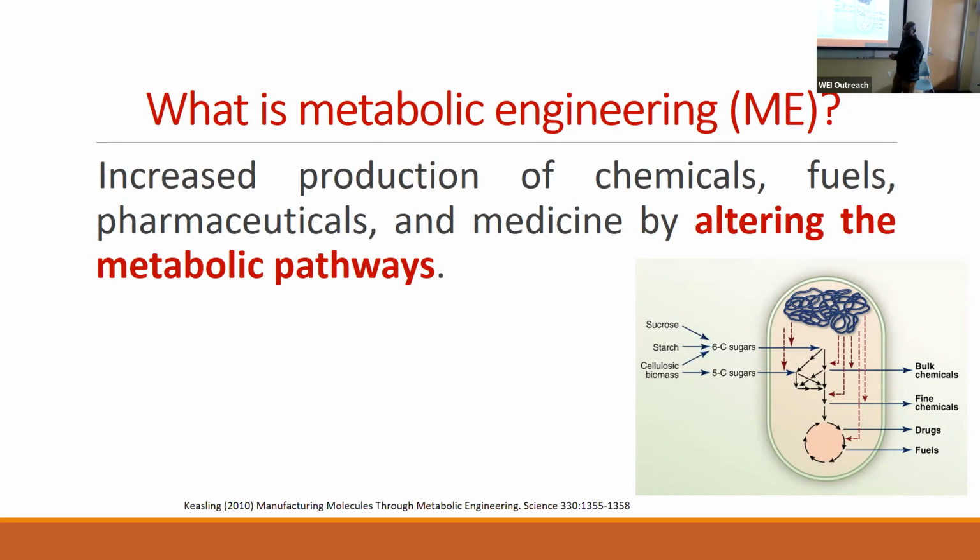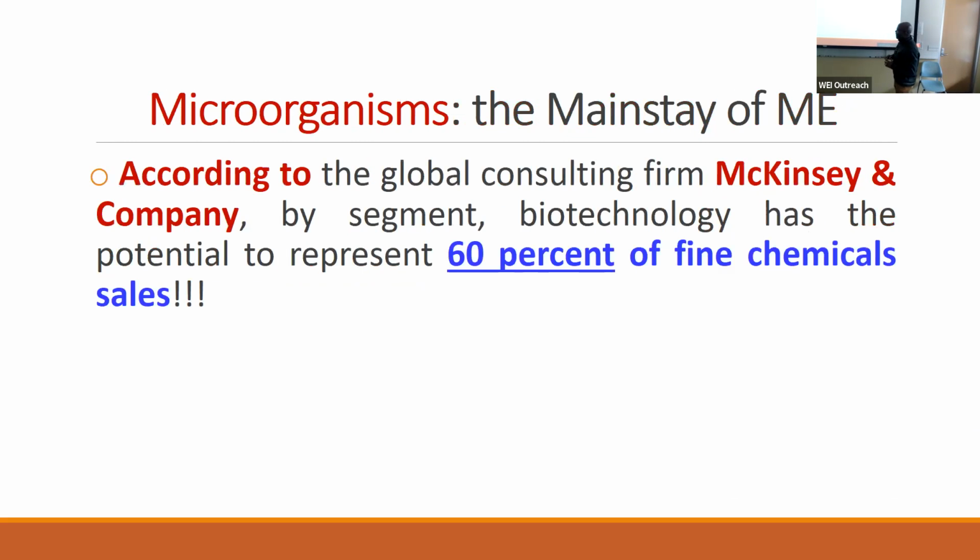We want them to make enough of it. Often they don't make exactly the type of the product we want. And that's where metabolic engineering comes in, which simply allows us to reroute the flow of carbon in such a way that we can optimize the production of our target products. Now, why are we interested in microorganisms? For a lot of reasons. I'll give you those reasons in a moment, but the most important one is that they grow really, really fast.